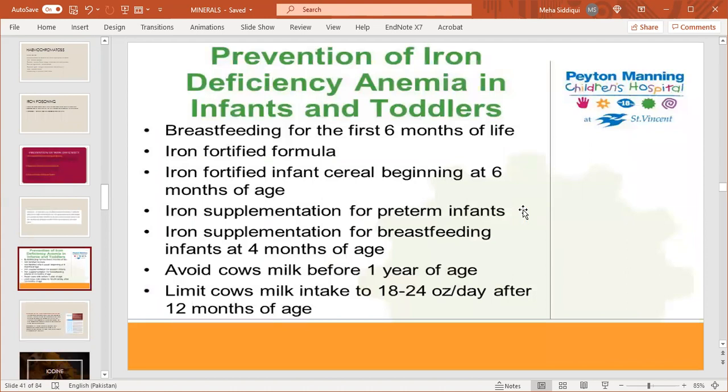Prevention of iron deficiency anemia in infants and toddlers: breastfeeding for the first 6 months of life, iron fortified formula, iron fortified infant cereal beginning at 6 months of age, iron supplementation for preterm infants, iron supplementation for breastfeeding infants at 4 months of age. Avoid cow's milk before 1 year of age. Limit cow's milk intake to 18 to 24 ounces per day after 12 months of age.